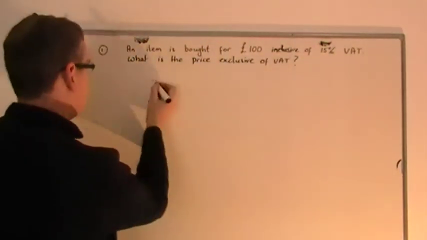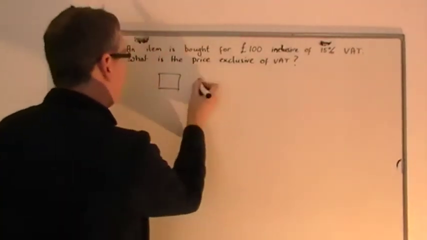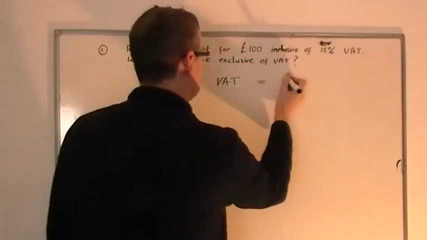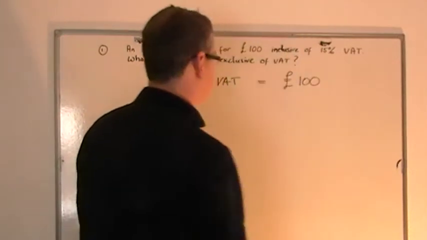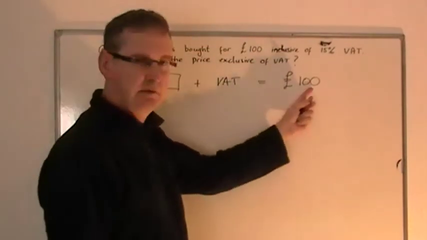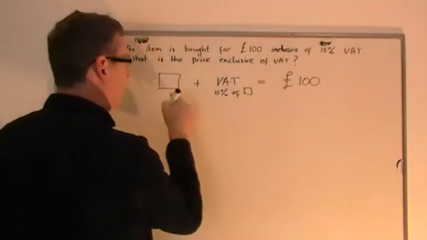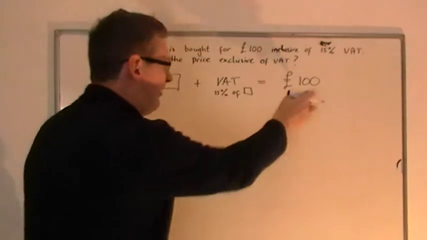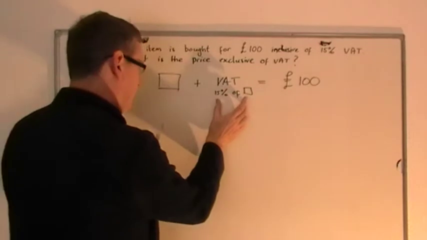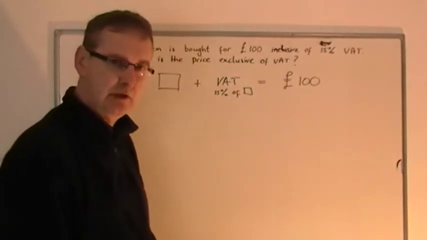So what you've got is an amount of money, plus you've got the VAT, and that gives you a final answer, which is £100. So you've got an amount of money, plus VAT, gives you the £100. And the VAT is 15% of whatever that is. Okay, it's not of the £100. So it's an amount of money plus 15% of that money gives you a final answer of £100. Right.